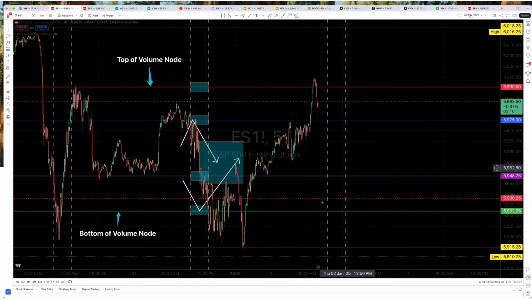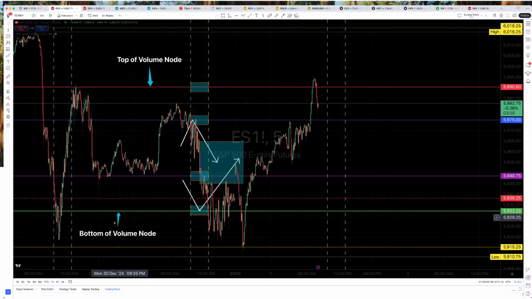The reason I use this color scheme is to make it easy to identify where the bottoms and tops of nodes are. So you can see I am showing you green for the bottom of the node and red for the top of the node. So we'll be looking for something like this, where it will come up to the top of this volume node and then move down.